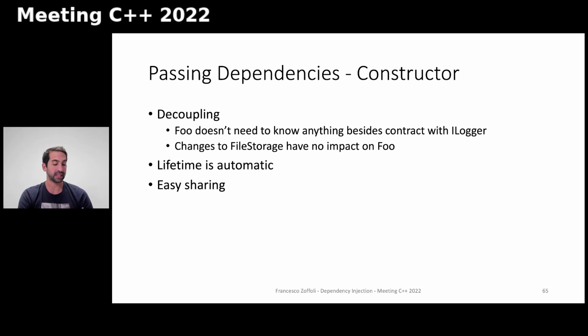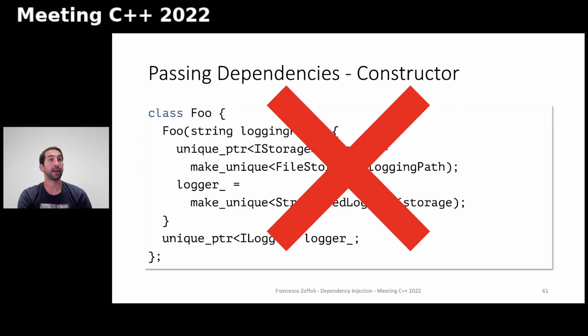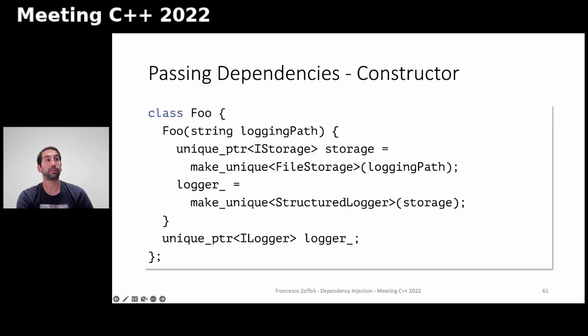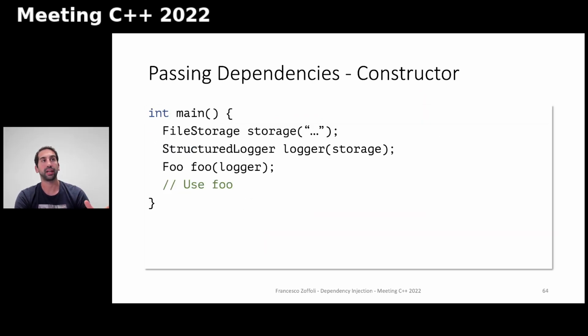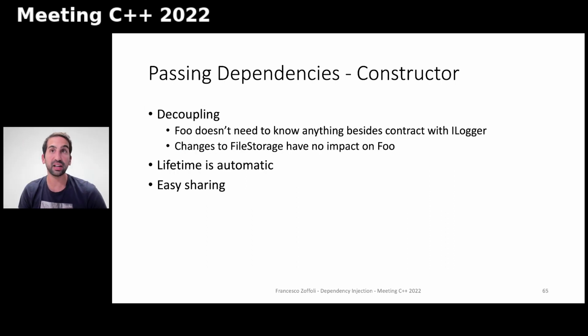In the previous example, the first example, we would need to get a new parameter inside foo to pass to the file storage. But in the second example, foo doesn't know anything about the file storage, and only main would change. The other advantage is that lifetime is automatic, although to be honest, in the first one it was also automatic using unique pointers, as long as everything is passed as unique pointers. And the other advantage, which doesn't come with the unique pointer, is easy sharing.